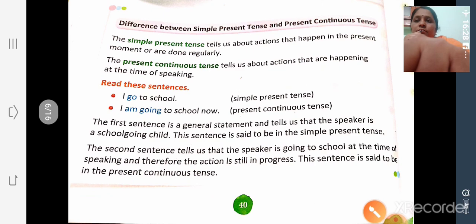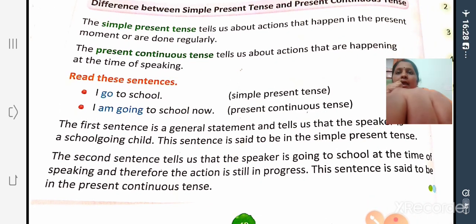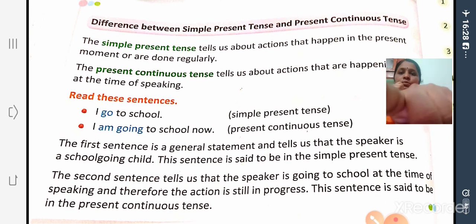Okay, now the difference between simple present tense and present continuous tense. So we all know simple present tense tells us about actions that happen in the present moment, regular actions. We use simple present tense to denote regular habitual actions, but present continuous tense is used to refer to a continuous action that is taking place at the time of speaking.